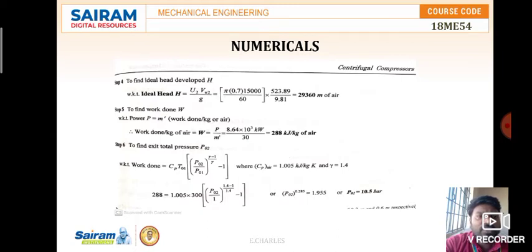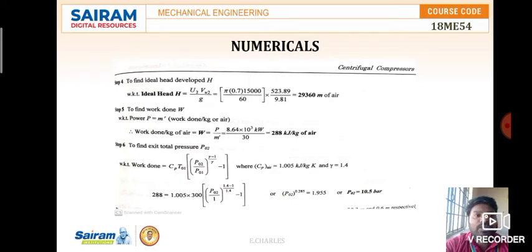To find the exit total pressure P02, work done is equal to Cp into T01 into P02 by P01 whole to the power of gamma minus 1 by gamma, minus 1. Here Cp of air is 1.005 kilojoules per kg Kelvin and gamma is 1.4. Work done we have already found, 288, equal to 1.005 into 300 into P02 by P01, where P01 is 1 bar, to the power of 0.285, minus 1. So P02 by P01 to the power of 0.285 is equal to 1.955. So P02 is equal to 10.5 bar.